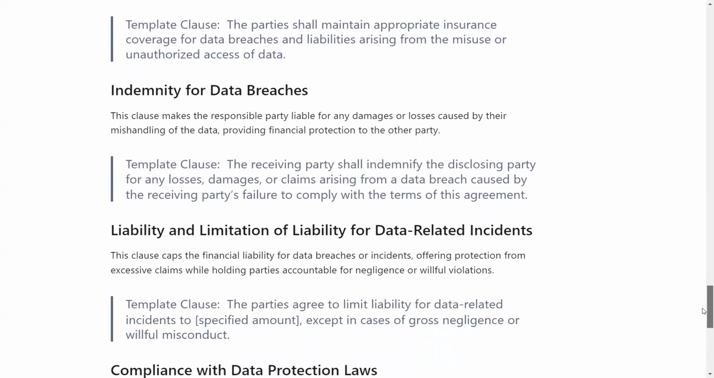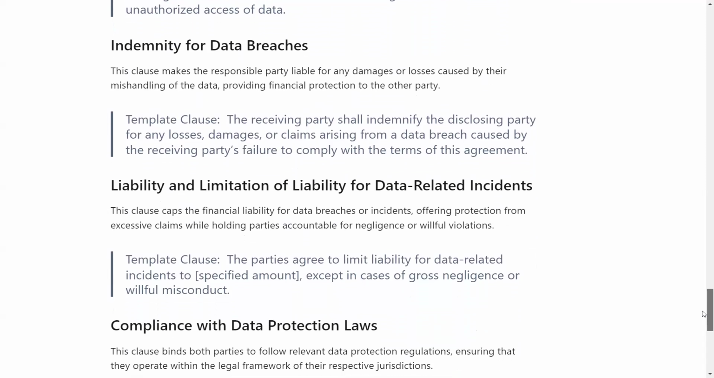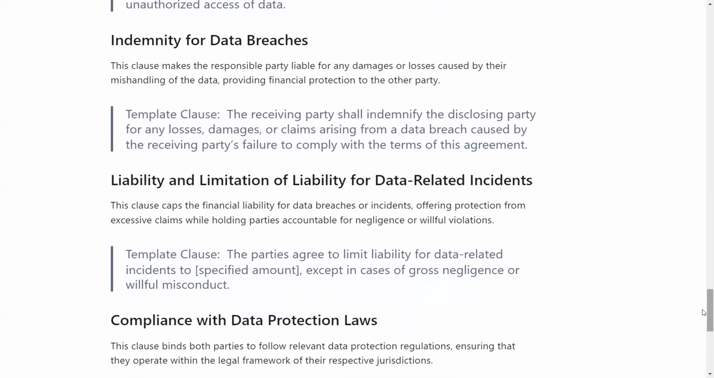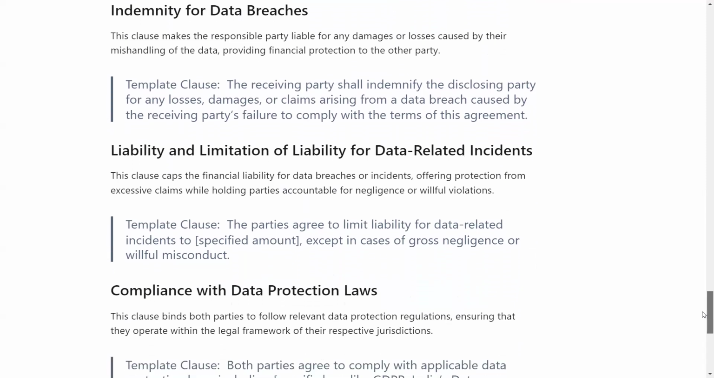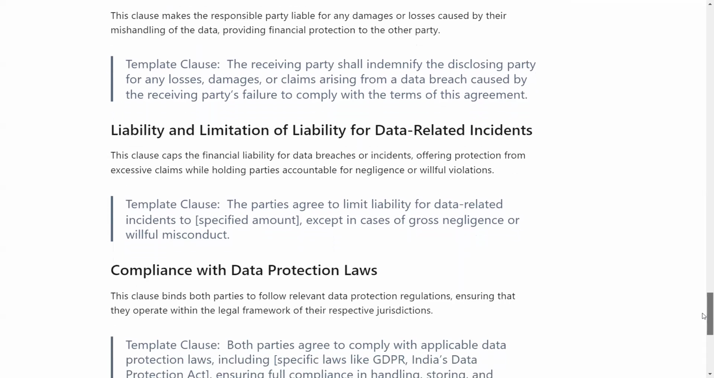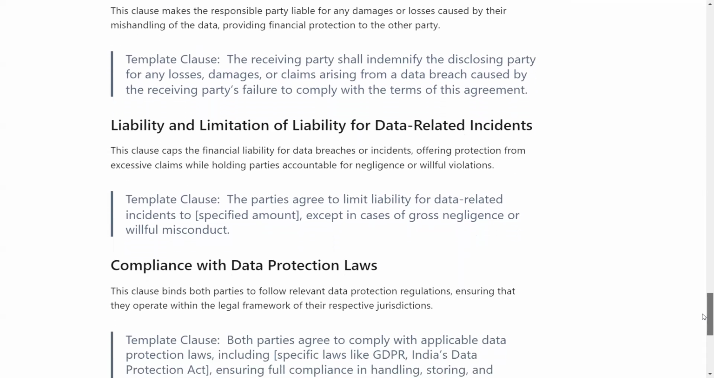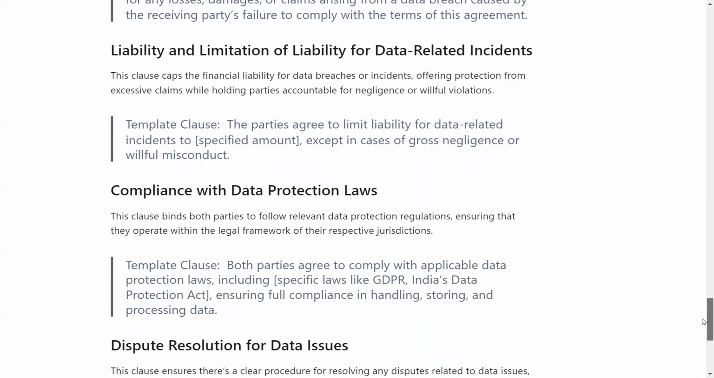Next, we have indemnity for data breaches. This clause makes the responsible party liable for any damages or losses caused by their mishandling of the data, providing financial protection to the other party. Template clause. The receiving party shall indemnify the disclosing party for any losses, damages, or claims arising from a data breach caused by the receiving party's failure to comply with the terms of this agreement.